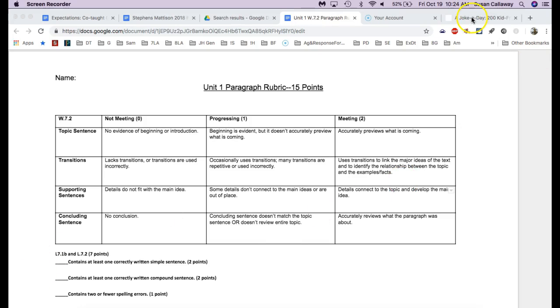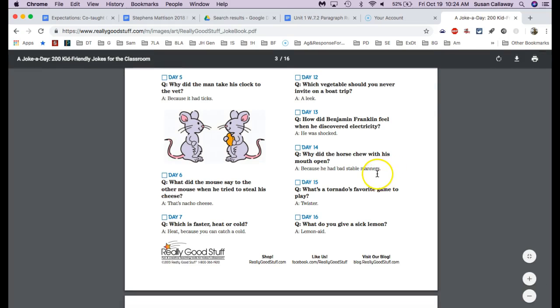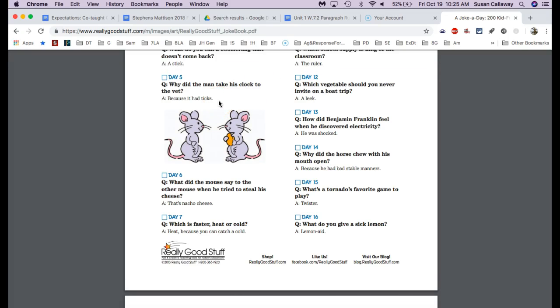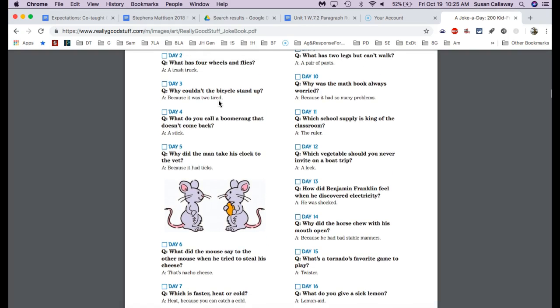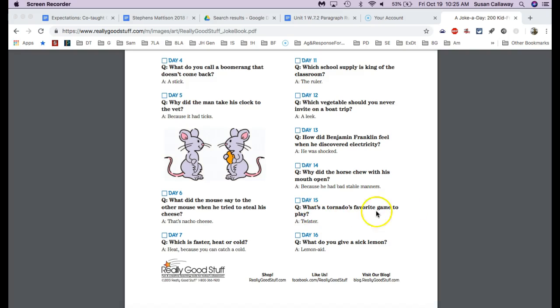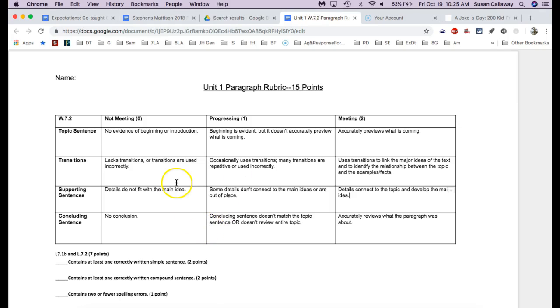Now, this is getting a bit boring, so I'm going to read a joke. And it's going to be, why did the man take his clock to the vet? Answer, because it had ticks. Because it had ticks. And next joke. What is a tornado's favorite game to play? Twister. Now, back to business.